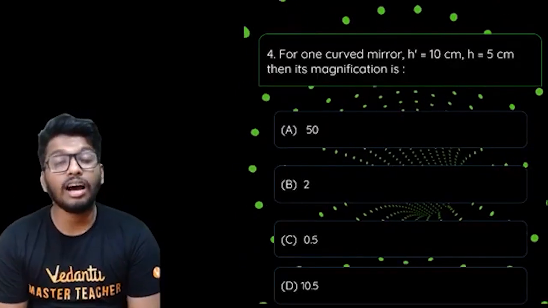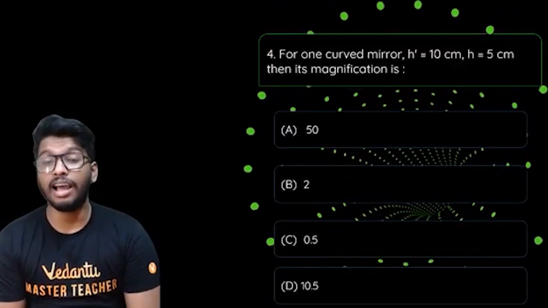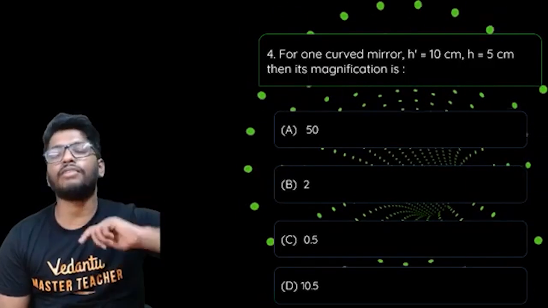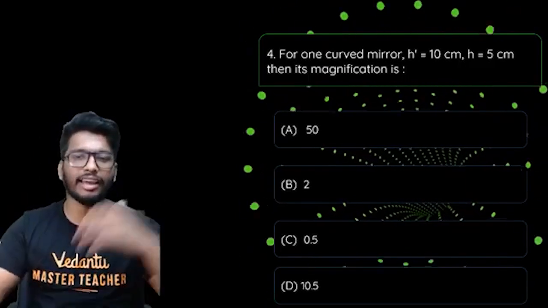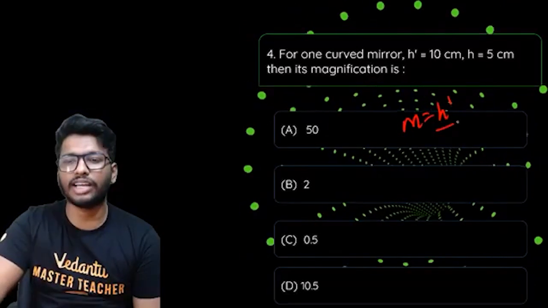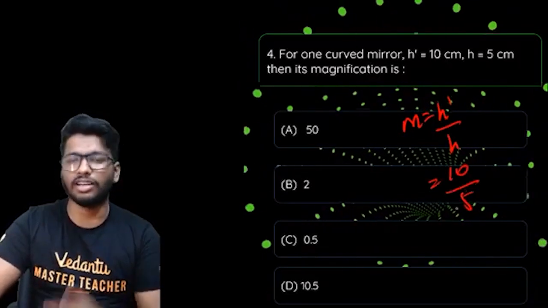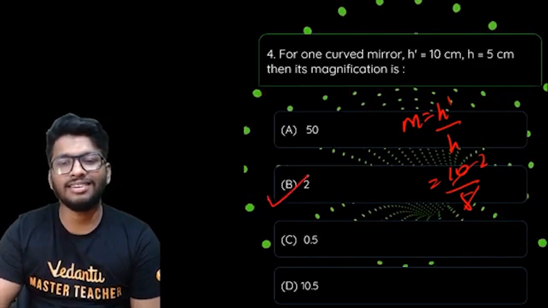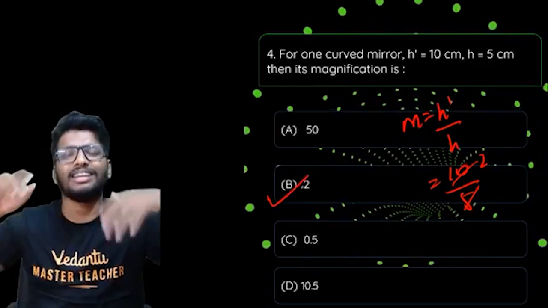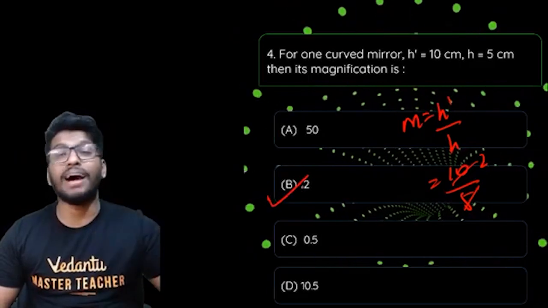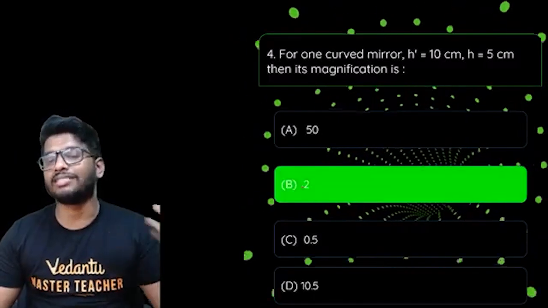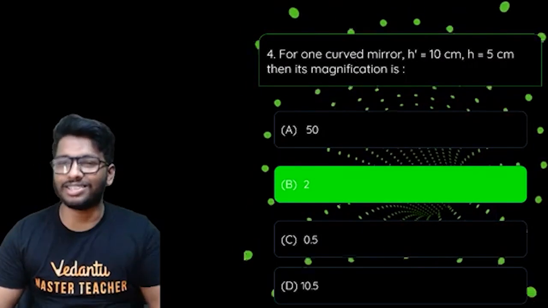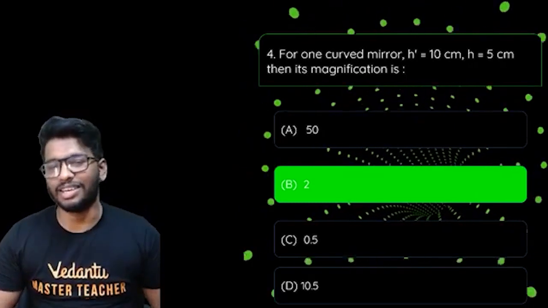For one curved mirror, the image height is given as 10 centimeters and the object height is given as 5 centimeters. What is the magnification? Is it 2, 0.5 or 10.5? Which of these do you think is the right answer? Again, how do you solve this question? M is equal to h dash by h. h dash is given as 10, h is 5, where h dash is the height of the image and h is the height of the object. 5 twos are 10. So what is the answer? It's option number B. Very simple, which means that the image is going to be twice as magnified as the object. So whatever is the size of the object, 2 times of that would be the size of the image as well. Just like how you see right now, 5 is the size of the object, 10 would be the size of the image. Very simple.